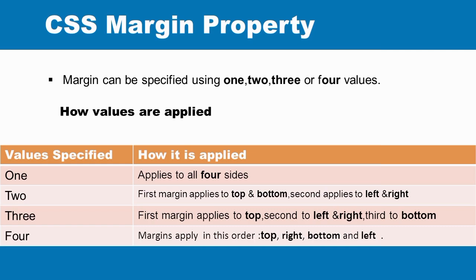The way I tend to remember this is by using the word trouble. So if you type in the word trouble, take out the vowels, you'll be left with TRBL. So when you have 4 values specified, you need to apply it in that order: top, right, bottom, left.